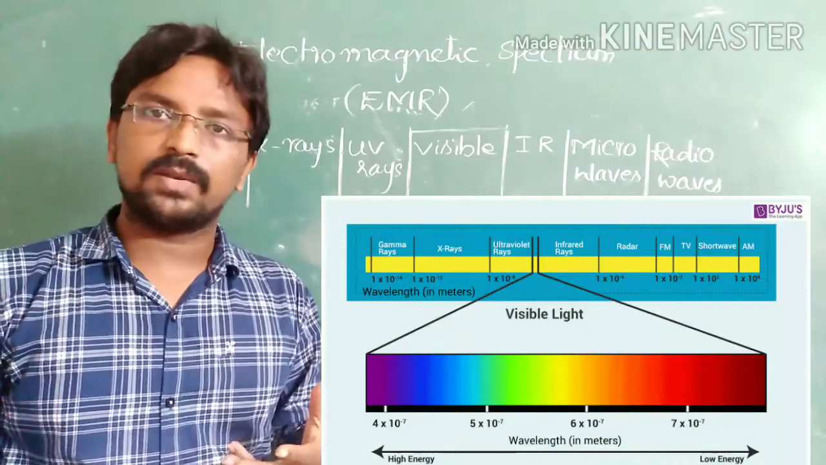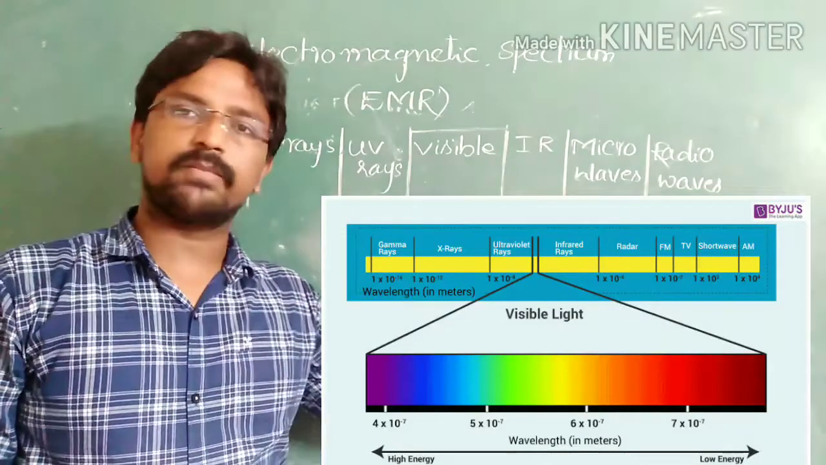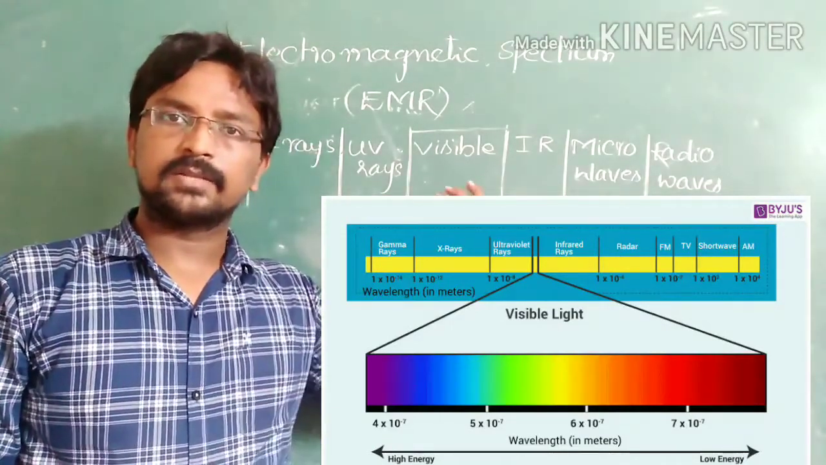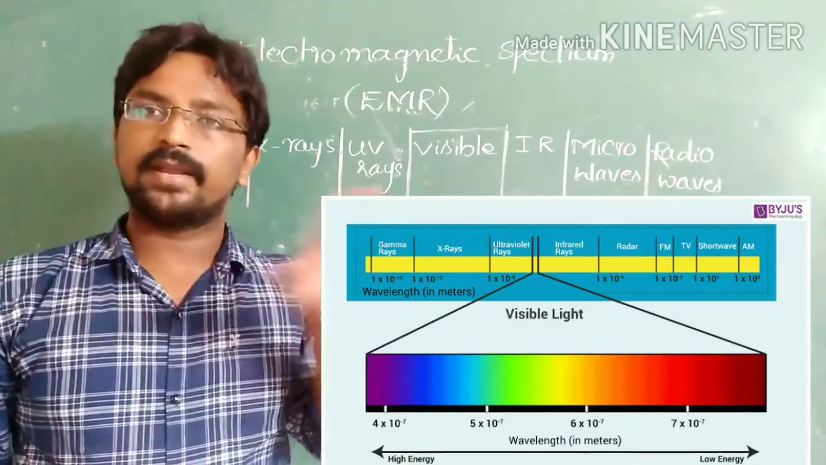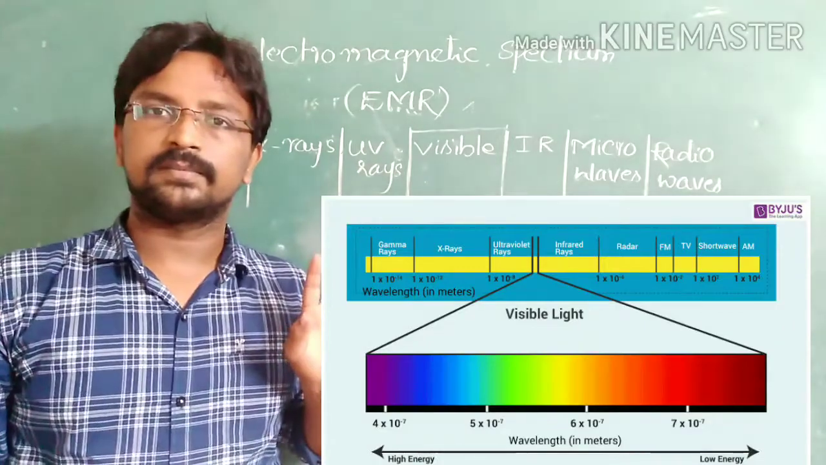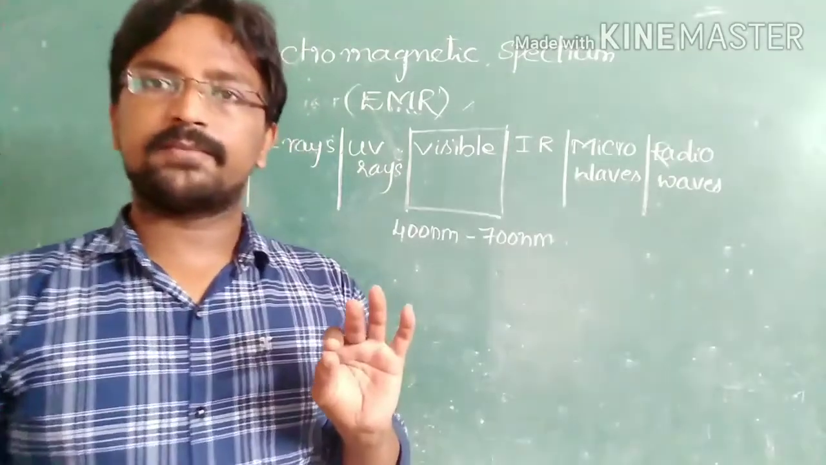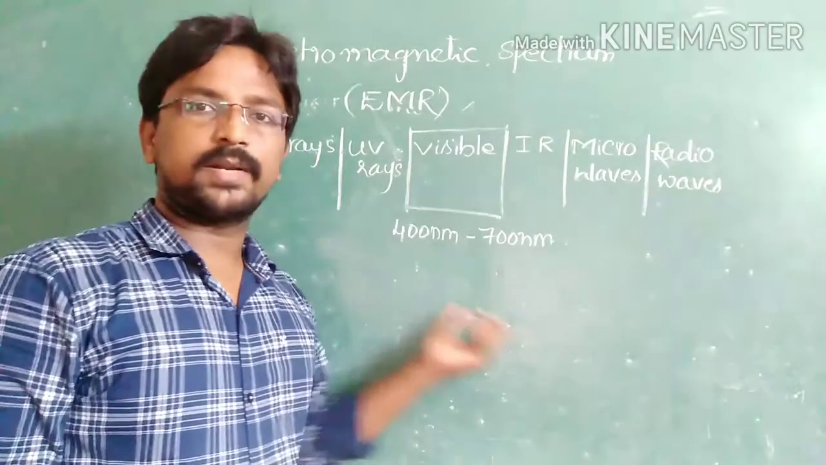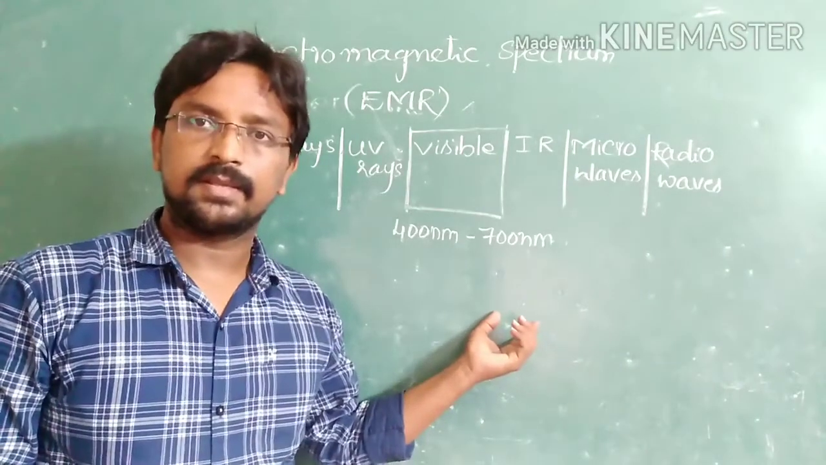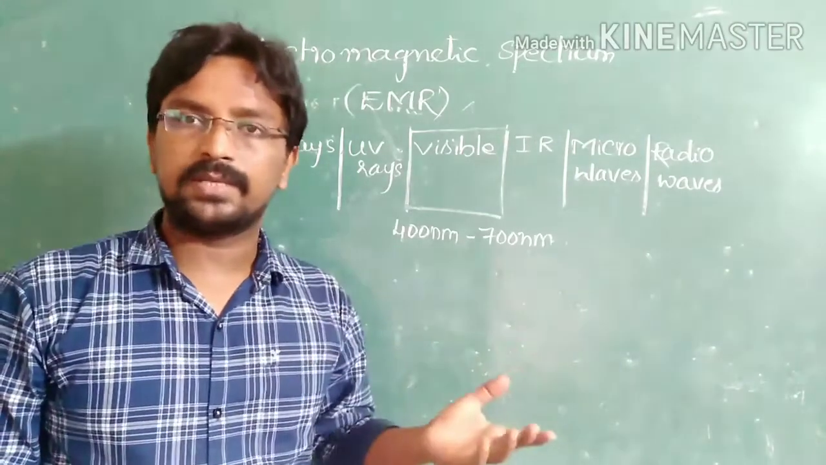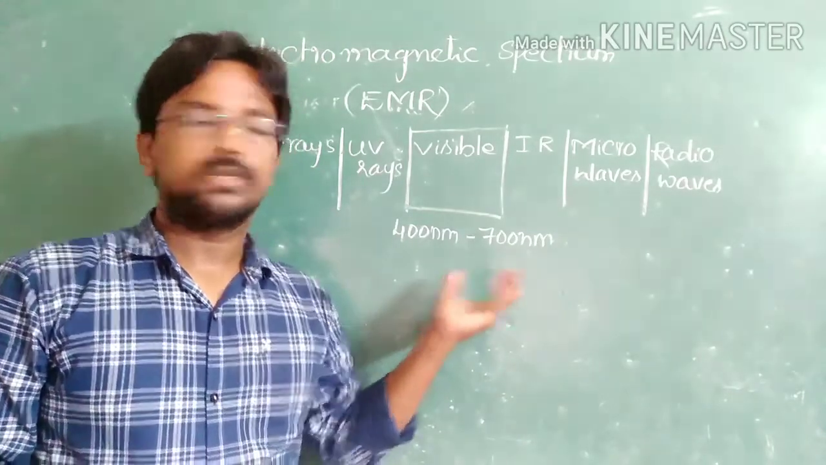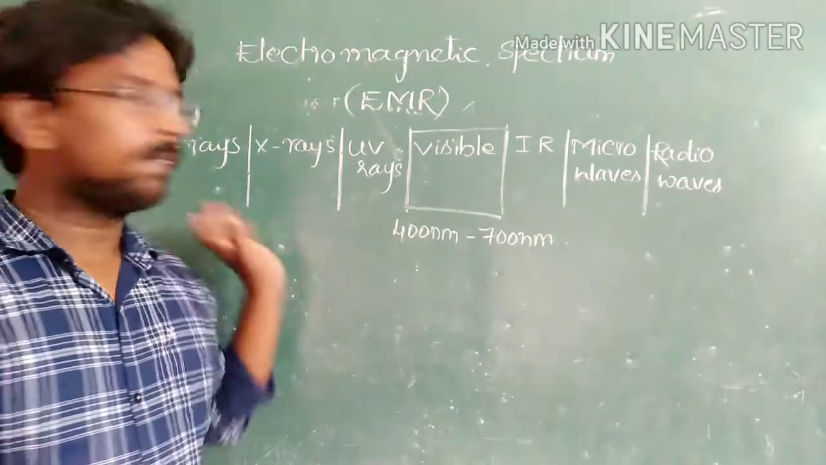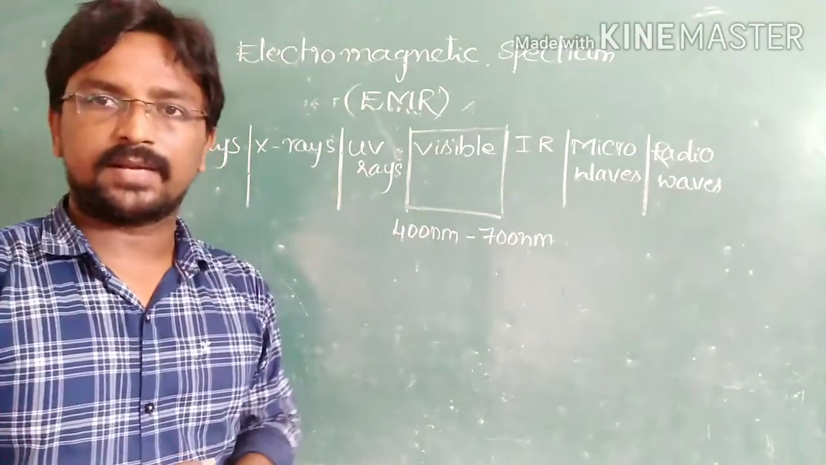Our eyes are only sensitive between 400 nanometers and 700 nanometers. This is the visible spectrum. In this visible spectrum only, we can observe this entire world. All the colors we observe lie between 400 and 700 nanometers. Even the rainbow is present in this range. So this is the entire range of the electromagnetic spectrum.